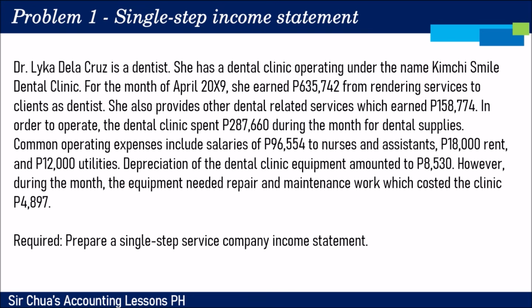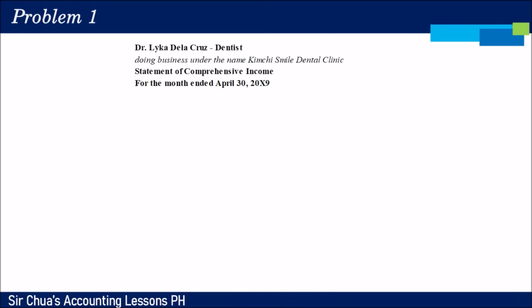So, ganito lang gagawin natin. I-identify natin sa problem, alin dyan ang revenue, alin dyan ang expense. So, for the month of April 20x9, she earned 635,742, and then meron siyang nirender na other dental-related services. So, yan lahat ng revenues natin. Tapos, yung mga pinagkagastusan: dental supplies, salaries, rent, utilities, depreciation, and repairs and maintenance expense. So, i-group lang natin lahat ng revenue and expense, and we are to prepare the income statement. Okay? So, the solution for the problem would be like this. You will be making the heading first, Dr.